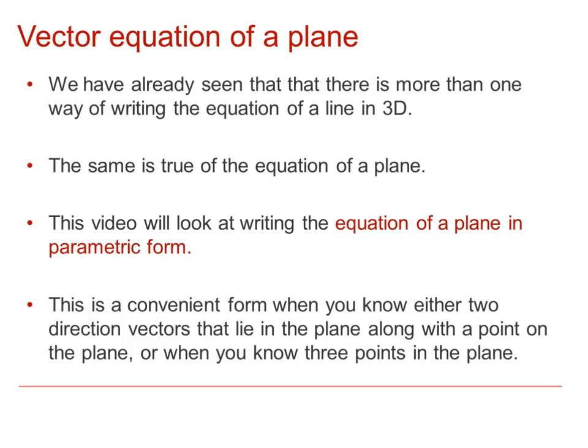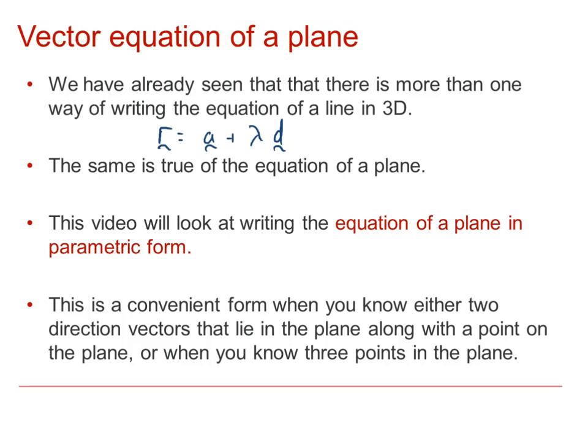You'll remember that for a line the parametric form was r is equal to a plus lambda d, where a was the position vector of a known point on the line, d a vector in the direction of the line, and lambda some scalar multiple of that. So r equals a plus lambda d gave us the parametric equation of a line.